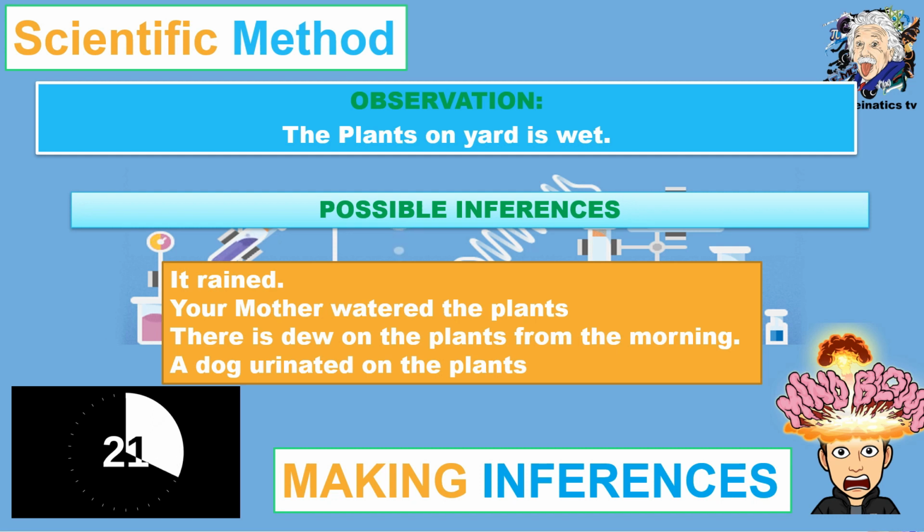It rained, your mother watered the plants, there is dew on the plants from the morning, and it can also be that a dog urinated on the plants. So those are the probable inferences.